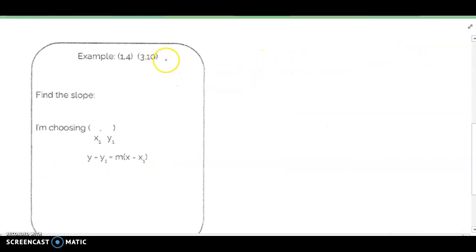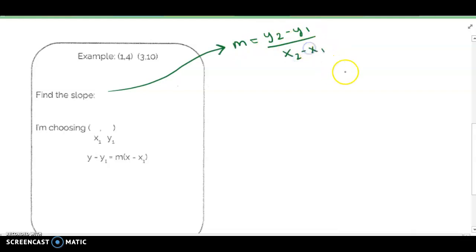All right, so here's an example. I have the point 1, 4 and the point 3, 10. Now, if you notice, these are the same exact points as what I did in the example before. We're just going about finding the equation of the line a different way. So the first thing I want to do is find the slope. I'm going to write it out here because it's hard to write on this tablet, guys. So my slope is y2 minus y1 over x2 minus x1. And if I label these, here's the x coordinate of point 1, y coordinate of point 1, x coordinate of point 2, y coordinate of point 2.